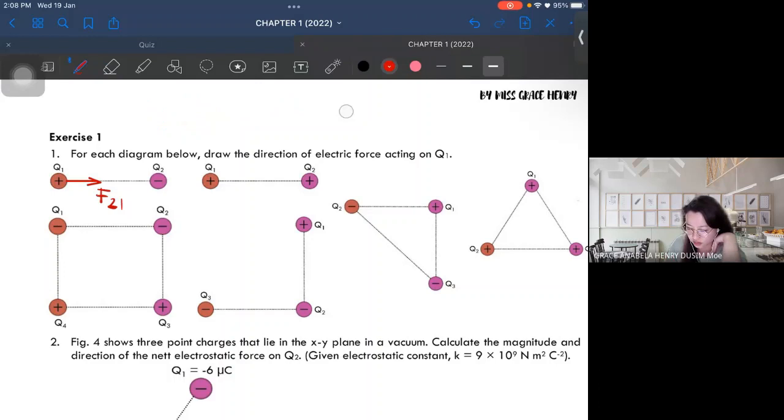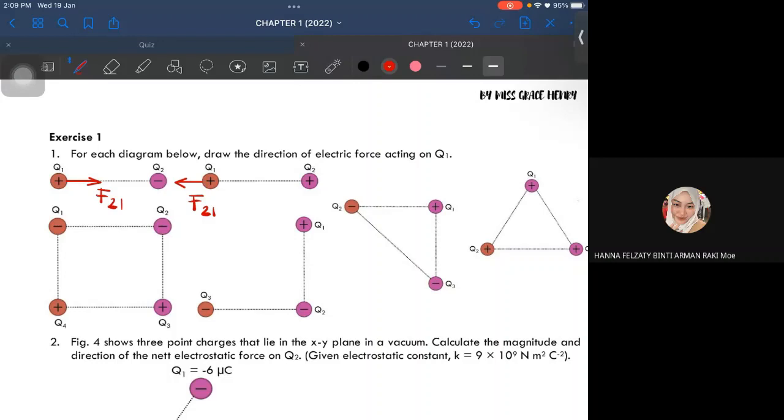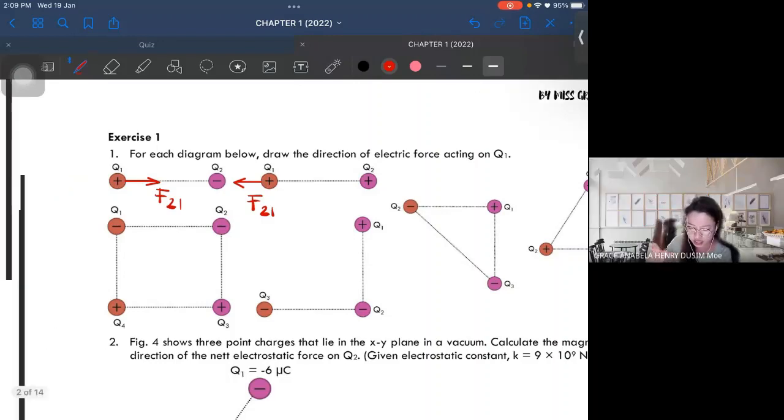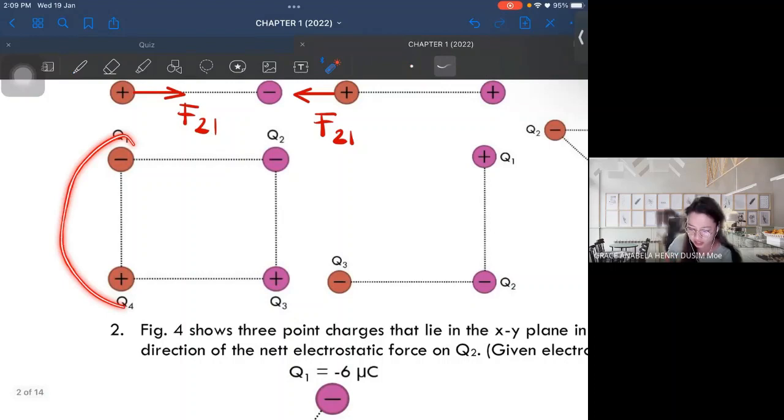Okay, sekarang kita lukis pula untuk yang ini. Sekarang dia ni positive and positive. So this is like charge, so they will be pointing away from each other. Okay, so kita lukis untuk Q1 saja, padamlah untuk yang Q2. So this one will be force by 2 on 1 juga. Okay, boleh faham yang itu? Boleh, Miss. Okay, nice.